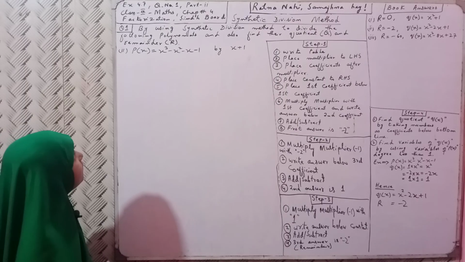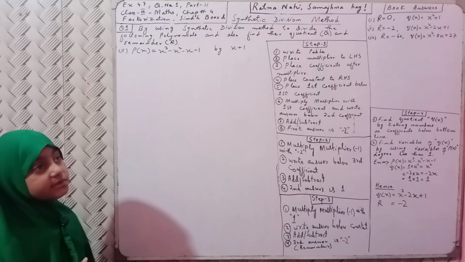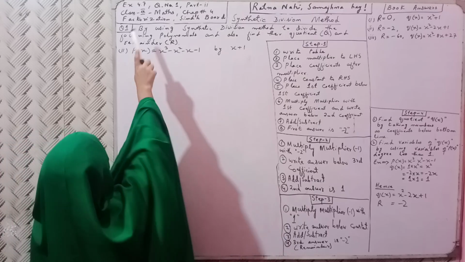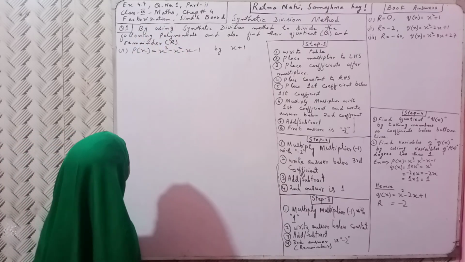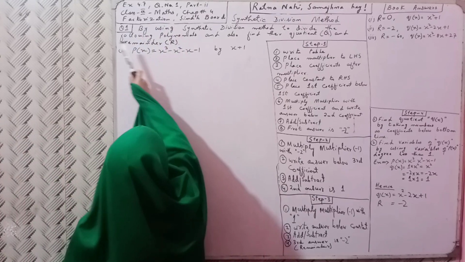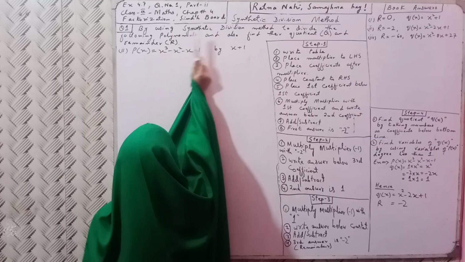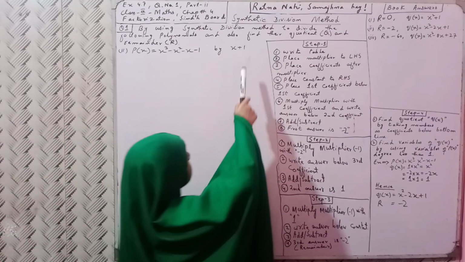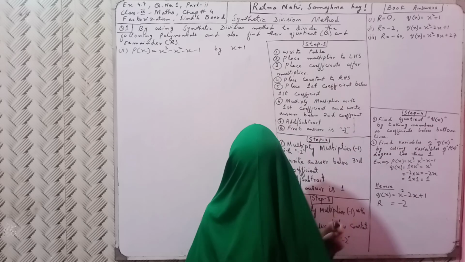My name is Sajida Raja, I am a student of class 3. My school name is Faizan Islamic School System, Hyderabad, Pakistan. Today we are going to learn exercise 4.7, question number 1, part 2, class 9 maths, chapter number 4, factorization, Sindh Board. We are going to learn the synthetic division method.